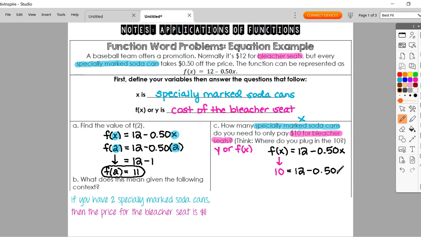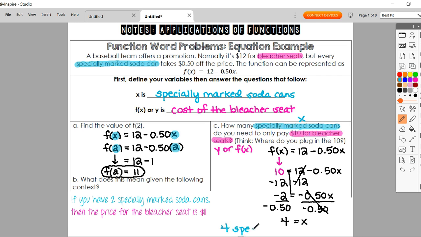Solving it by hand, we go ahead and subtract 12 from each side, getting my x by itself, closer to the goal. But now I have a negative 0.50 multiplied to x, so I have to do the opposite, which is division. What I do to one side, I do to the other, and it cancels out here on the right, and I actually do that in a calculator on the left to get 4. Now that is going to be my answer, but let's put a unit on it to answer the question. How many specially marked soda cans? The answer is going to be 4 specially marked soda cans.